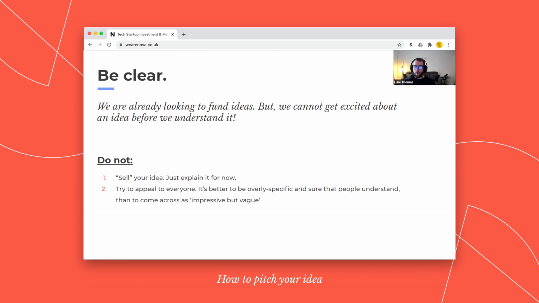So one thing that founders get confused on is they instantly try and sell the idea. As someone looking to fund ideas, we are already looking to be excited by them. You don't need to oversell us. You just need to tell us clearly what you're trying to do, and then we'll get excited about it. We can't get excited before we understand it. So make sure that you're clear.